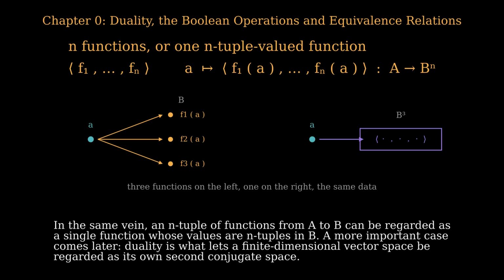In the same vein, an n-tuple of functions from A to B can be regarded as a single function whose values are n-tuples in B. A more important case comes later. Duality is what lets a finite-dimensional vector space be regarded as its own second conjugate space.